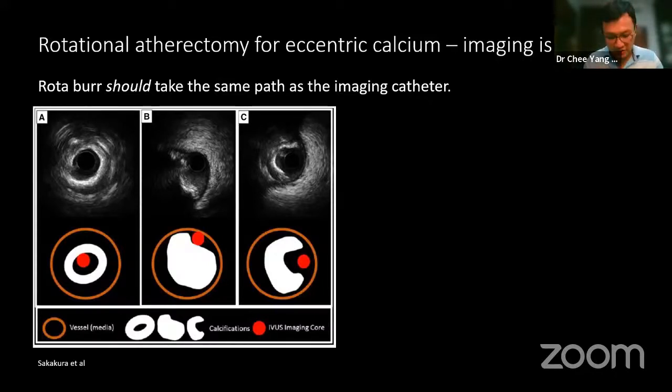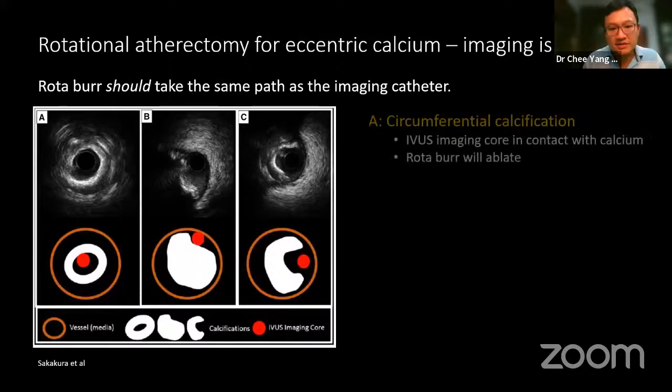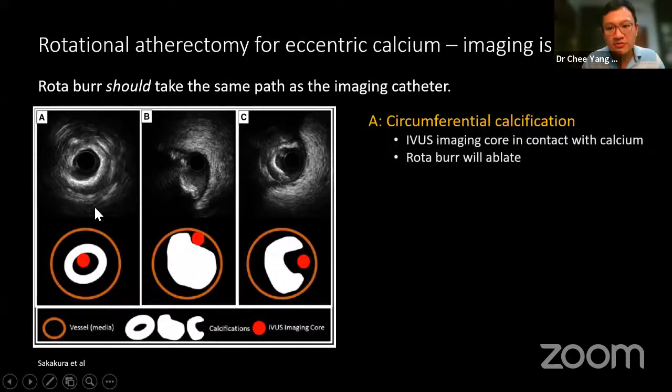I'm just going to go very quickly here because I think Tom Johnson might speak about this as well after this. If you look at these examples, in example A, this is circumferential calcium. It's tight. The imaging catheter is in contact with the calcium plate. So most of the time, the imaging catheter and the rota burr should take the same wire bias. If it's in contact with the calcium here, you would expect the rota burr to also take the same path. If it does this, your atherectomy, especially rota, should be quite effective.